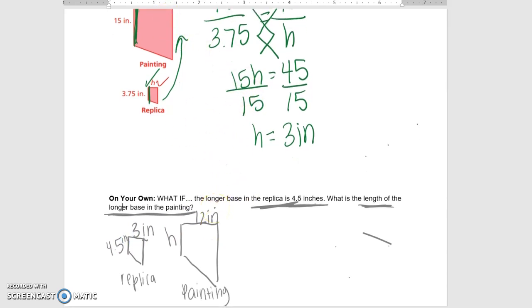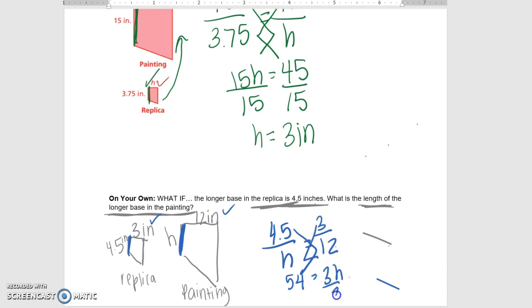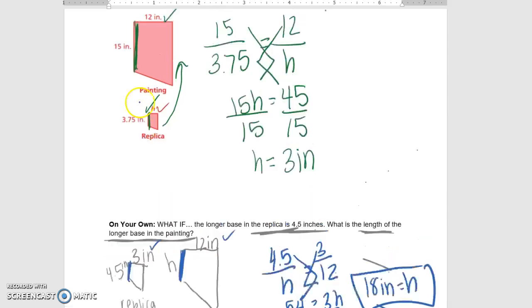And then after you figure out the picture, where everything goes, you can then set up your formula just like we've done before. So the 4.5 will fall on top of your h. So I'm going to do 4.5 over h. And then the 3 and the 12 will fall on top of each other. So I will have 3 over 12. Cross multiply, you get 54. You get 3h. Divide by 3. And you get that the height is 18 inches. So I think the hardest part in this one is setting up the picture. So you plug in what they tell you you're missing, and then you just use the other numbers from the problem up top.